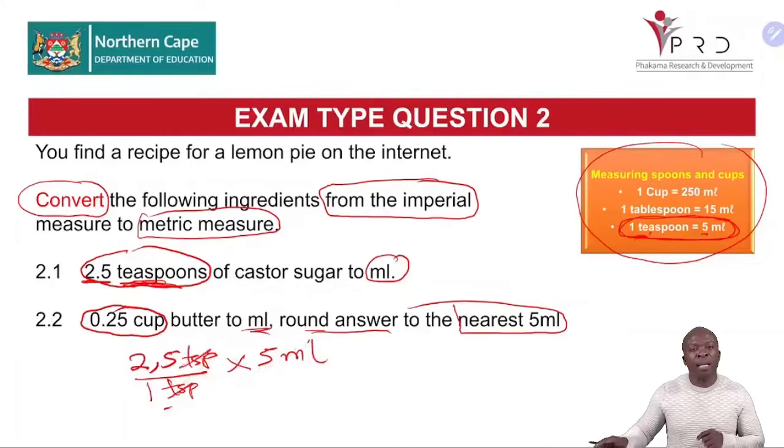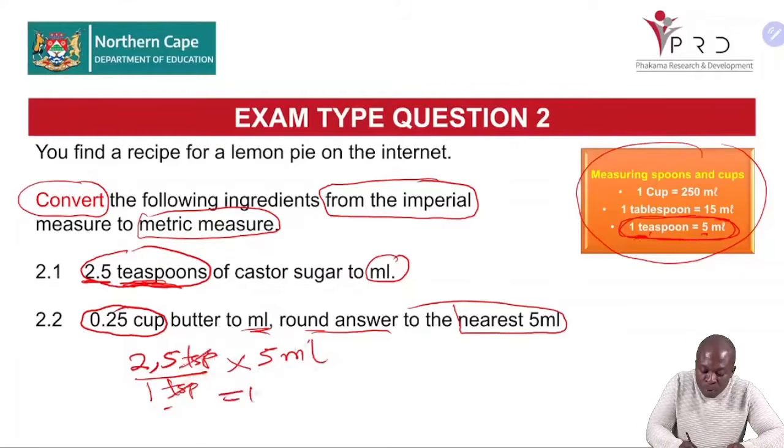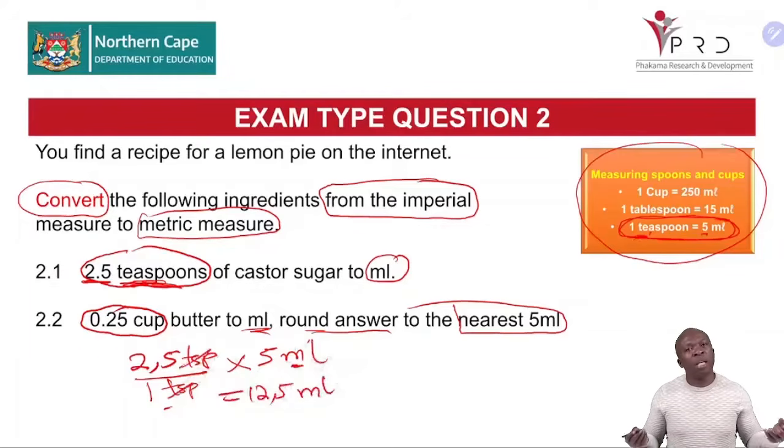Okay, then from there, you take your calculator, you press 2,5, and then you multiply by 5. That will take you to 12,5. Then you write your answer this way, 12,5. Now, remember, you have cancelled the teaspoon. So you write the unit that is left, which is milliliters. You get your full marks for that. I hope you are getting it.